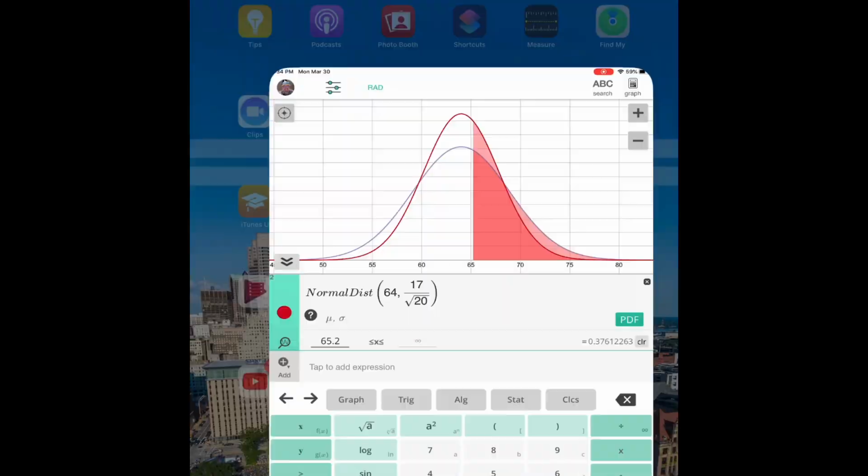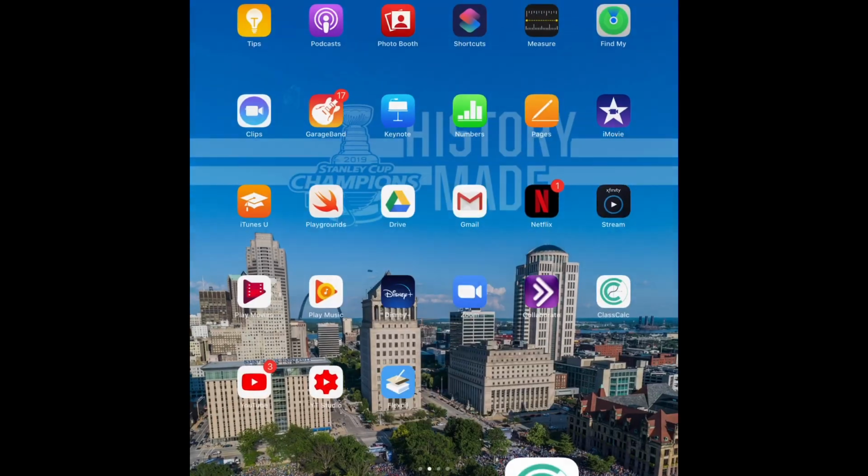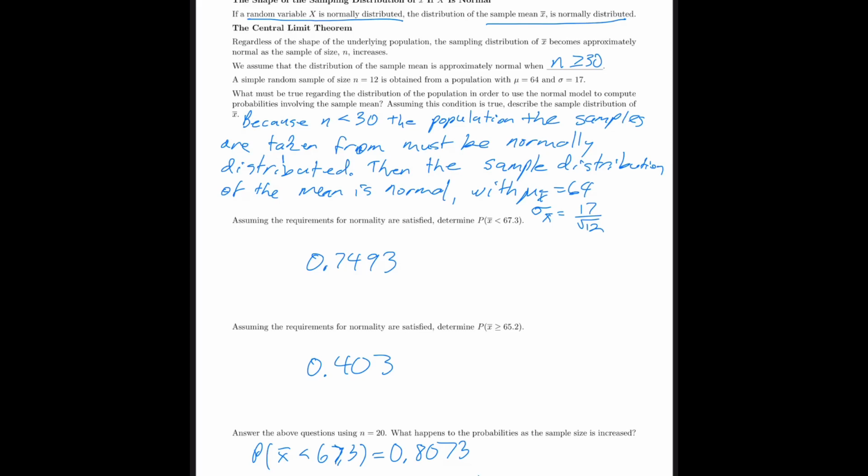So this answer was 0.3761. So the probability that x bar was greater than or equal to 65.2 was 0.3761. So as the sample size goes up, probabilities that include the mean increase, probabilities that do not include the mean decrease. And so we can do some applications with these.